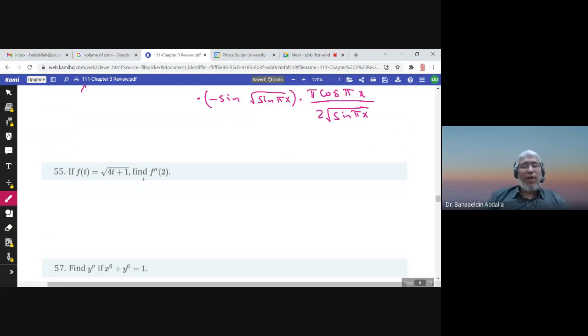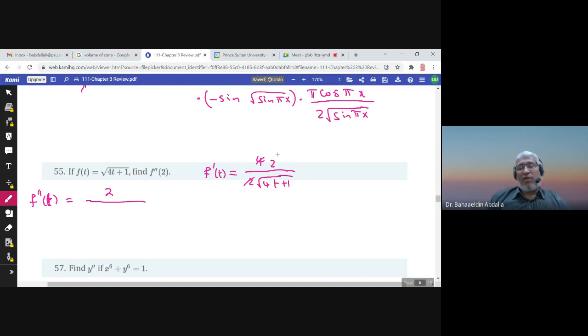Okay, find f double prime of 2. Let me find first f prime of t. This is the square root, derivative of 2 times square root of 4t plus 1 times derivative of 4t plus 1, which is 4. Now I can cancel this with this. I have 2 here. Now for f double prime of t, I don't want to use the quotient rule. So derivative of 2 is just a number, so leave it.